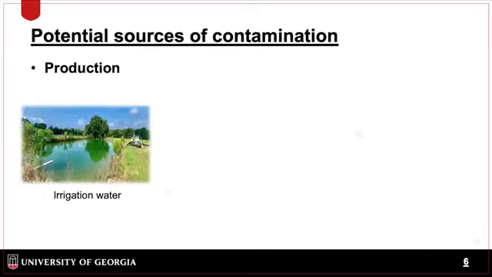Irrigation water, or any water that is used for production, is a high risk for contaminating the produce, especially onions. They're underground, so regardless of the irrigation system being used, overhead or drip, if the water is contaminated, the water will likely contaminate the onions as well.